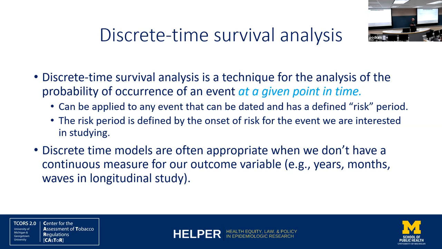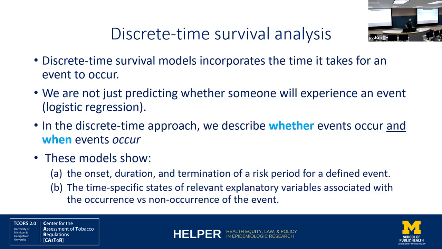Discrete time models are appropriate when we don't have a continuous measure for the outcome variable. I've already stated that, but if you have continuous time data, I don't necessarily think you have to make it discrete, although we can have a conversation about the links between the two at some point. Discrete time models incorporate the time it takes for an event to occur. We're not just predicting whether someone will experience an event, as you would in a logistic regression context, but we're examining whether events occur and when the events occur.